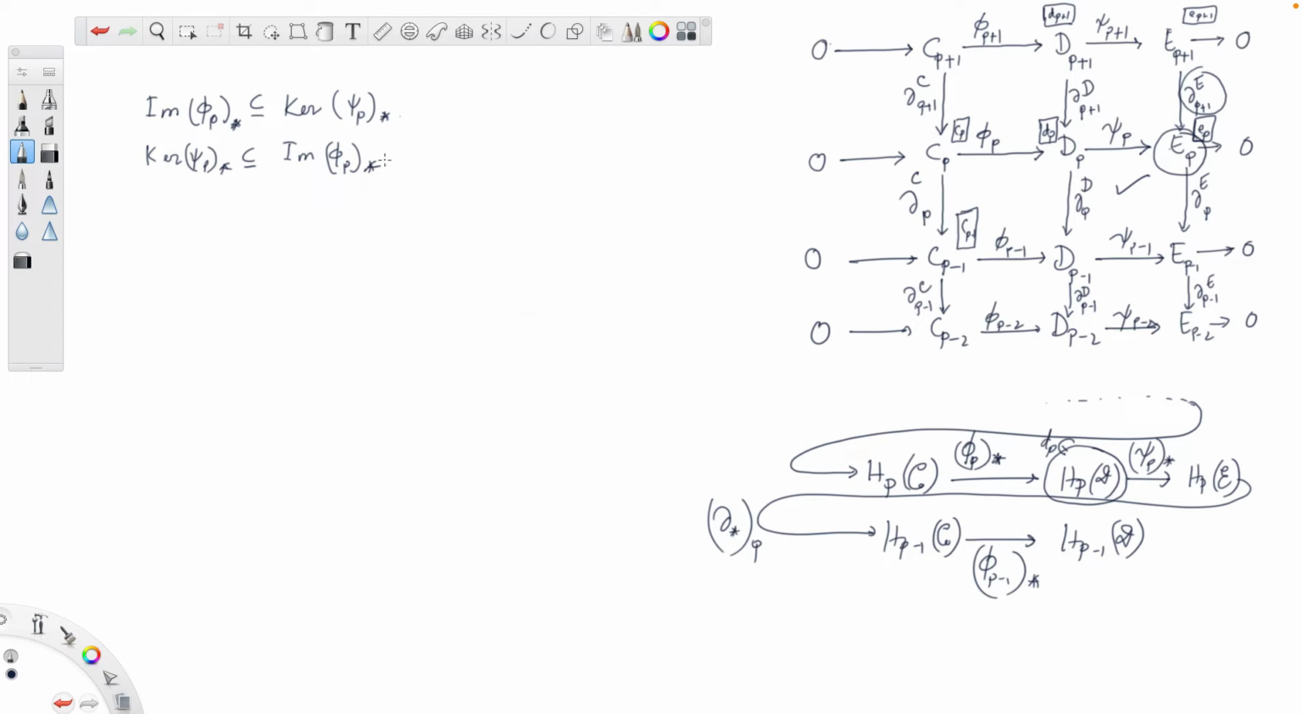For that we start with the following. We choose gamma, which is the class of dp, such that psi p star gamma is equal to zero. In other words, we choose gamma to be an element in the kernel of psi p star. So it implies that psi p star of the class of dp is the zero class. Zero class means it contains the boundary terms only.